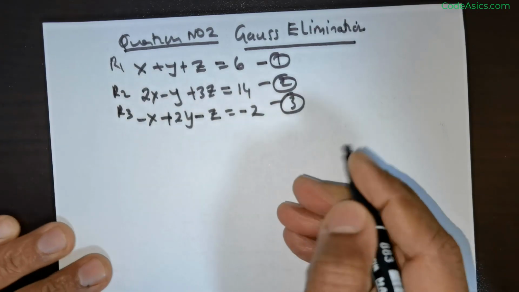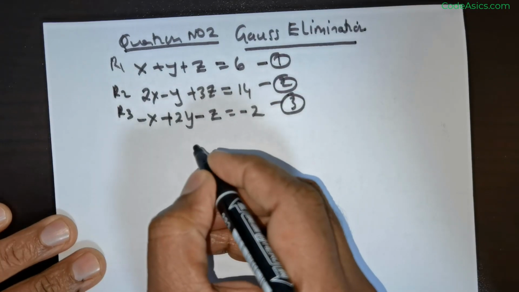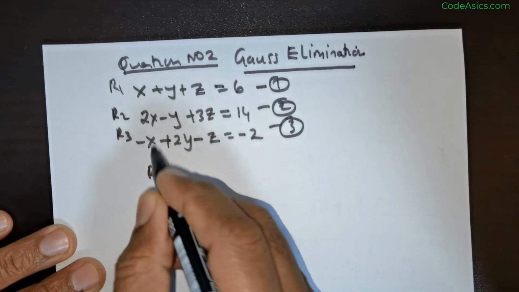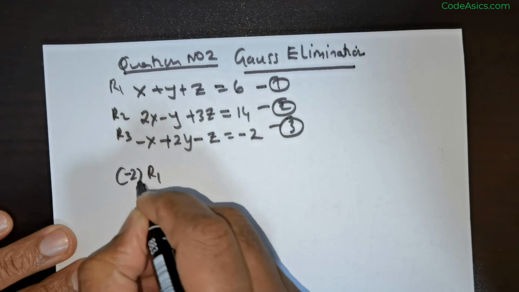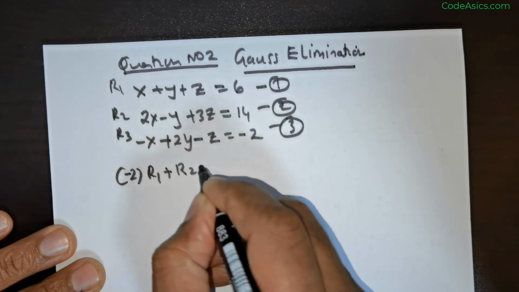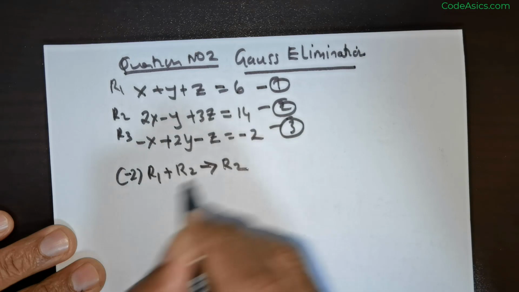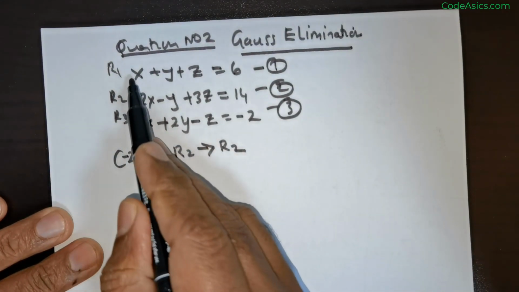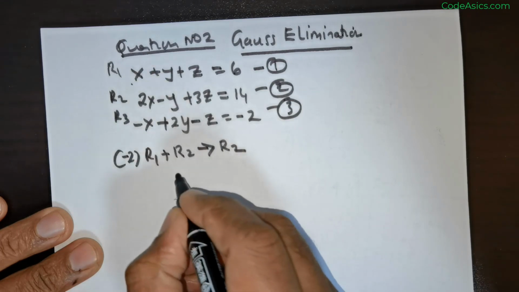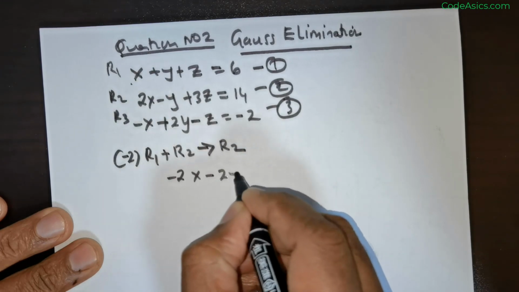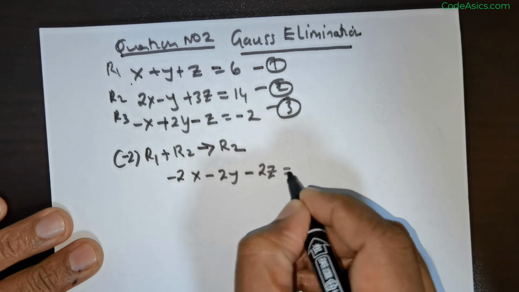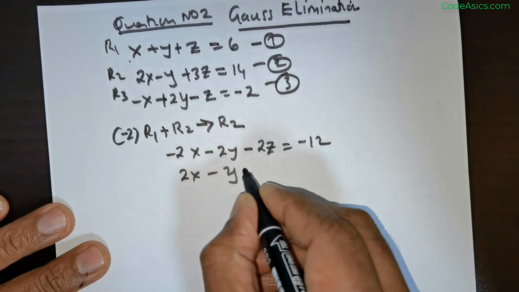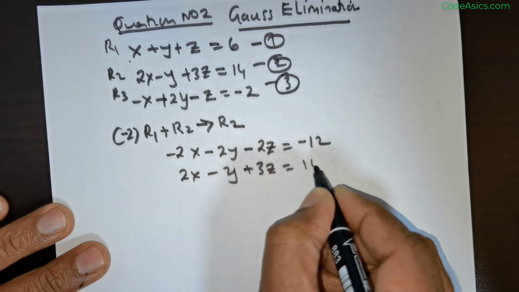So we will be performing row operations, and what I observe here is, if I were to take row 1 and I multiply it by negative 2 and I add it with row 2, this would be my new row 2. So that would be the operation I will be carrying out. So negative 2 times r1. So what would I get? I would get negative 2 times x, negative 2 times y, negative 2 times z is equal to negative 12. And this is added with 2 times x, negative y, positive 3 times z is equal to 14.